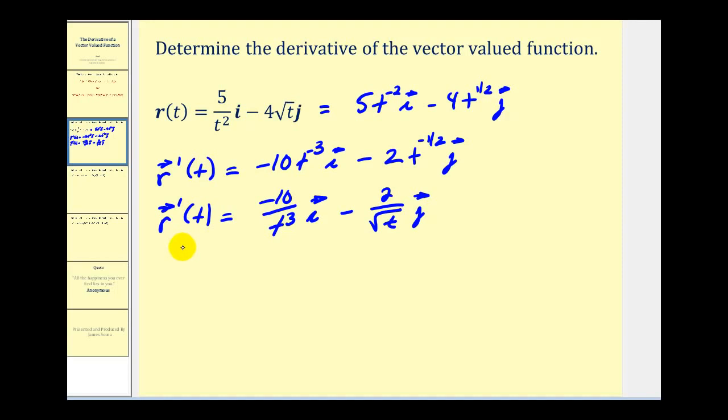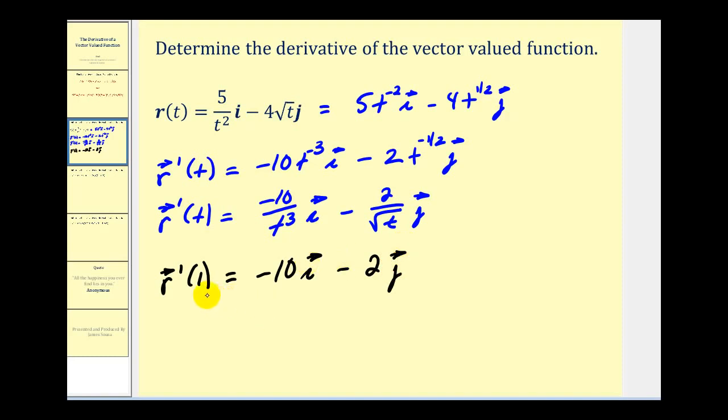Now remember, when we found derivatives before, the value of the derivative function gave us a slope at a given value of x. So if we evaluate the derivative of this vector-valued function at, let's say, t equals 1, this will give us a tangent vector to the curve at t equals 1. So the tangent vector would be negative 10i minus 2j.